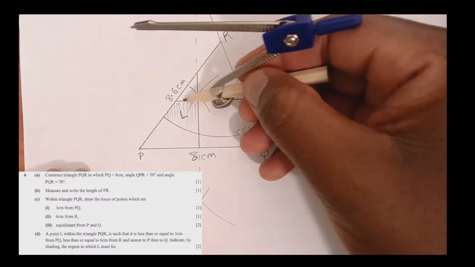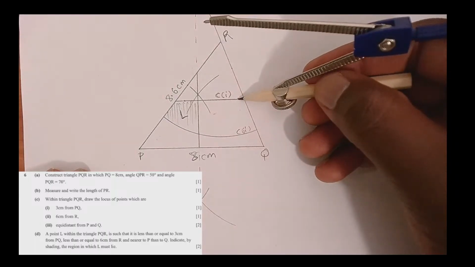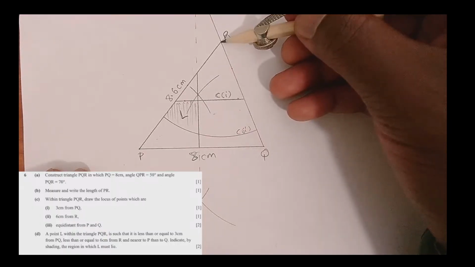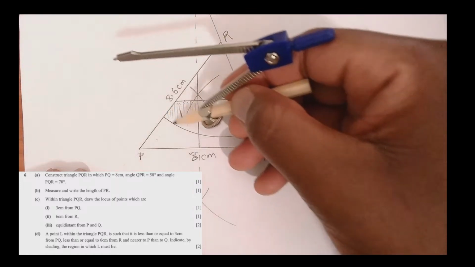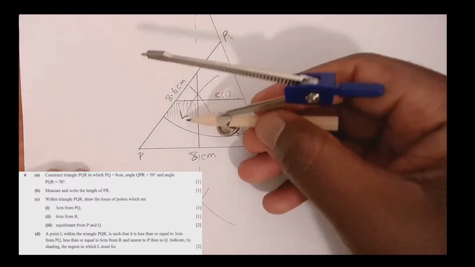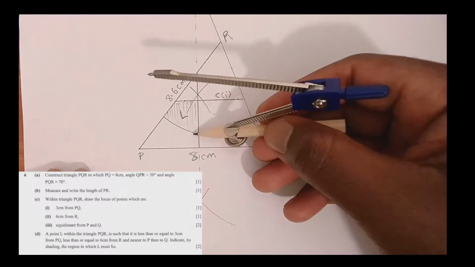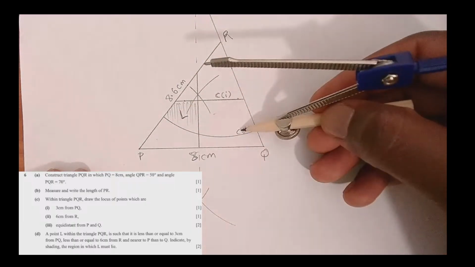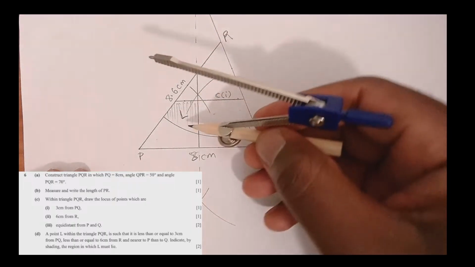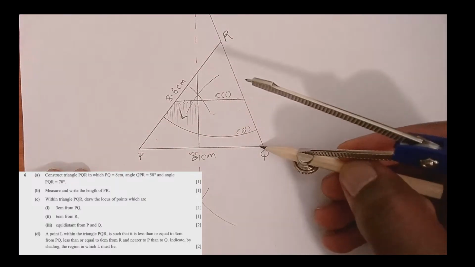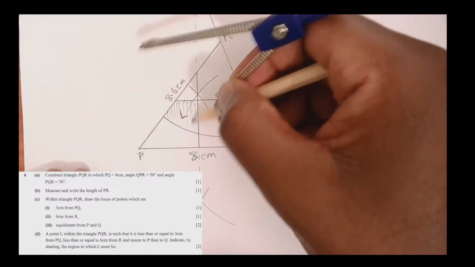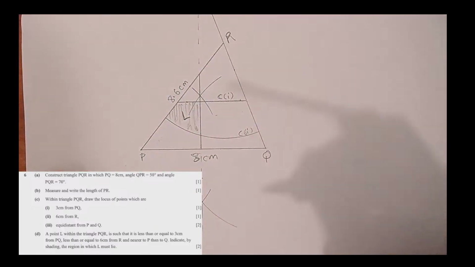So again, this region is less than or equal to 3 centimeters from PQ. This is my margin line, 3 centimeters. So I know that I am below this line. Then it is less than or equal to 6 centimeters from R, and this is a line which is 6 centimeters from this point. So I know that I'm not beyond this arc here. Then it says it is closer to P than to Q. So because I drew a bisector, I am on this side. So the region is right here. Hopefully this is understood, guys.